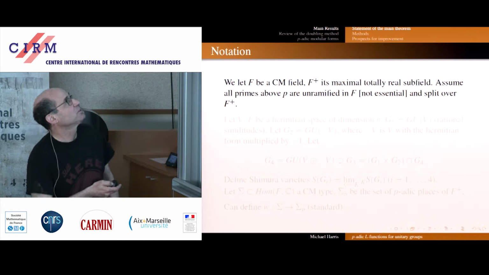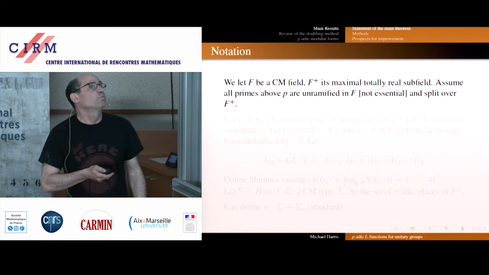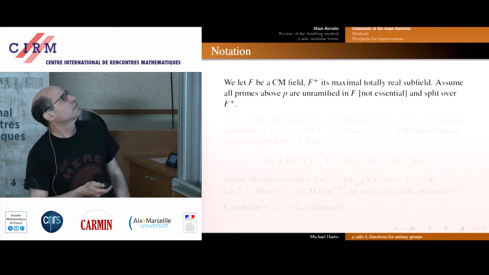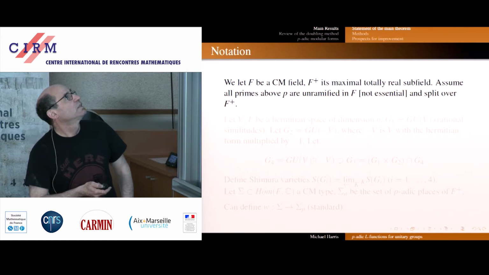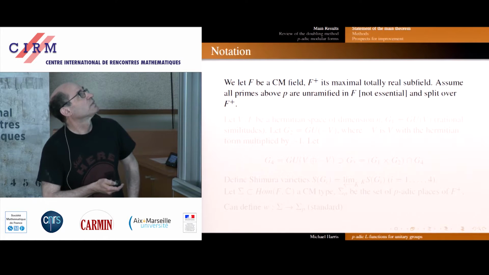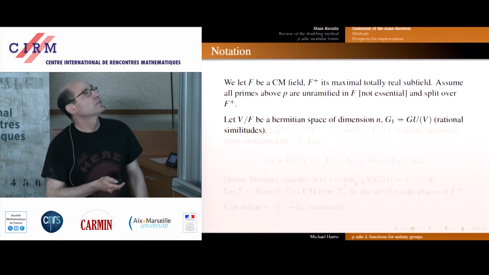There's a lot of notation. F is a CM field. If you want, you can assume it's just an imaginary quadratic field; you don't lose anything. You assume all primes above p are unramified, although that's not necessary, but they definitely have to be split over F plus.